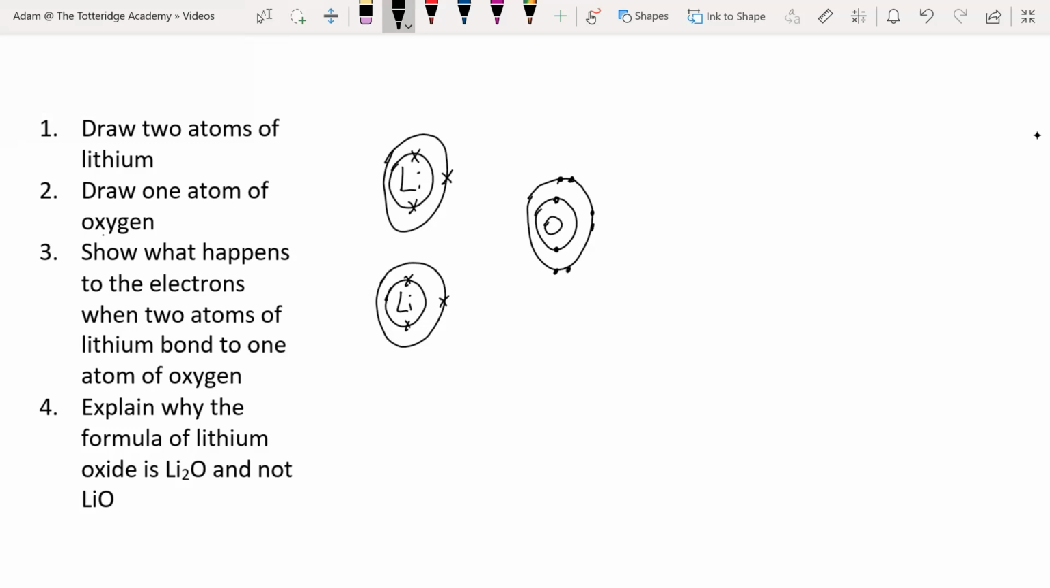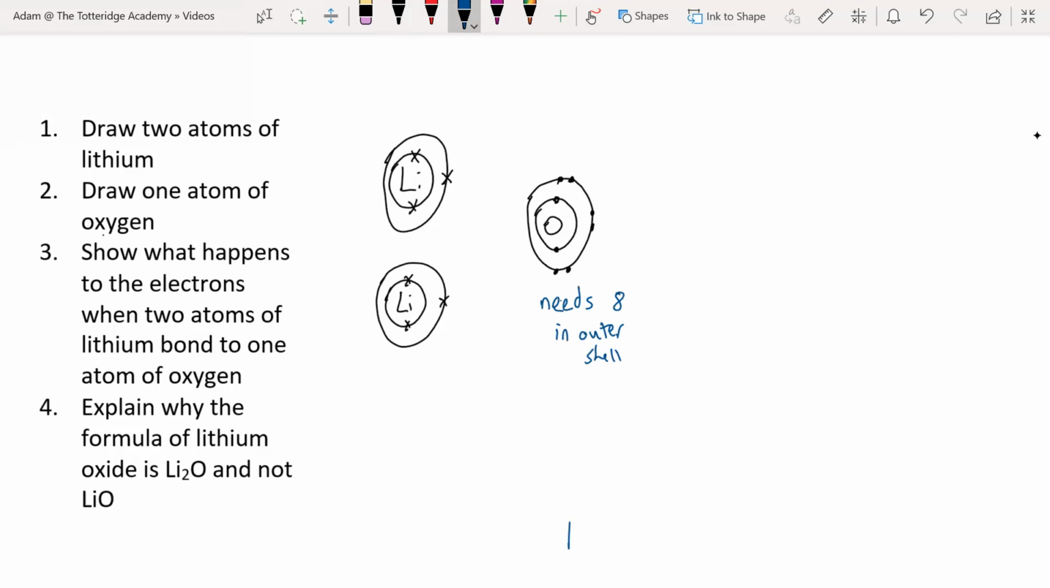Now look at my lithiums. Just to make that really explicit, I'll write that this needs 8 in the outer shell. Now these lithiums have 1 electron in the outer shell. Are they going to lose or gain electrons? Call out your answers to screen on 3. Are they going to lose or gain electrons? 1, 2, 3. I hope that you said they will both lose an electron.